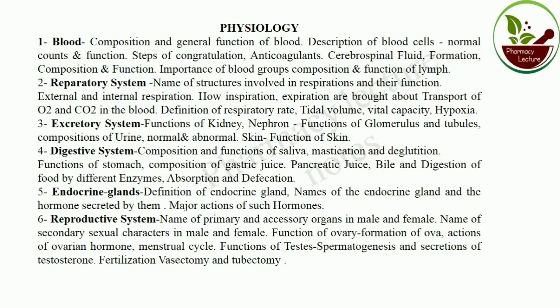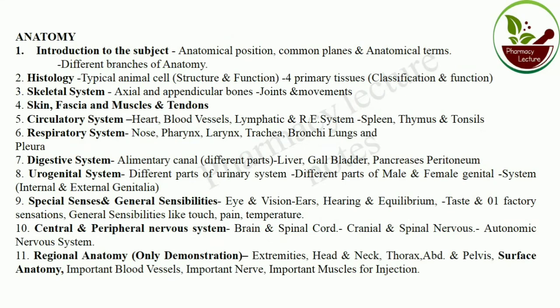See, in the physiology part respiratory systems are there, and in the anatomy part respiratory systems are there. So when we discuss the respiratory system, we are going to discuss both the anatomy as well as physiology. So one by one we cover the systems, like circulatory, respiratory, digestive, urinary, special senses, central nervous system, reproductive system. All these systems we will discuss one by one.